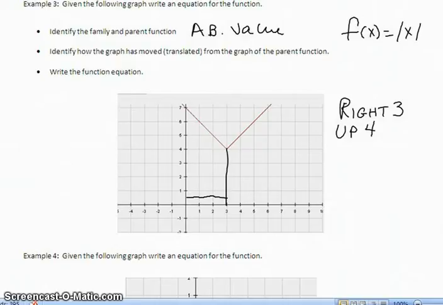So what I do is I write f of x equals, and I put down the general notation with my variable. 3 right tells me, remember, left and right is inside the function and it's opposite of what you think. So minus 3, up 4 is going to be plus 4. So once you know the general rules, it's easy to write the equations. Go ahead and give example 4 a try.